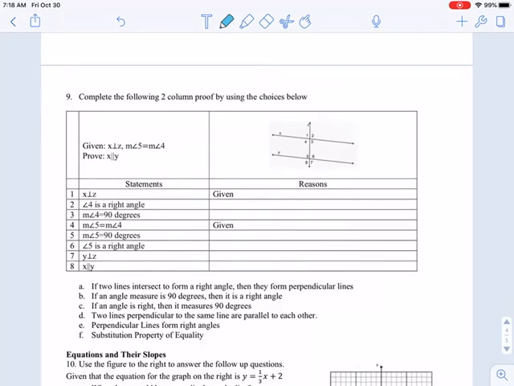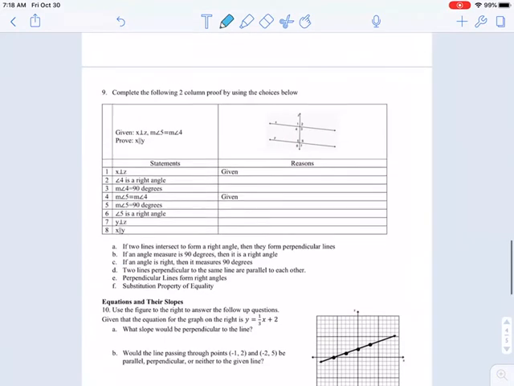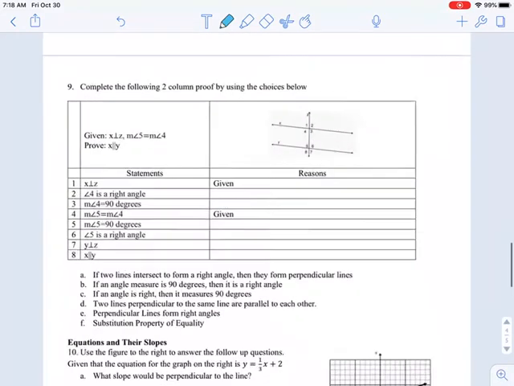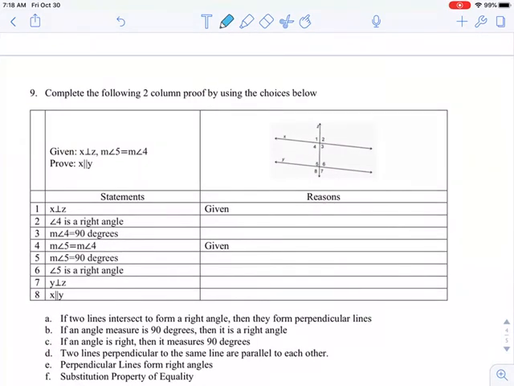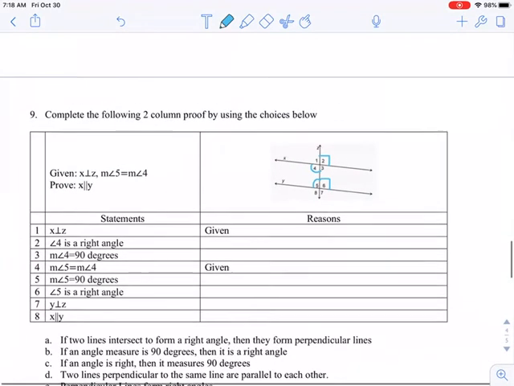And then let's just do another proof, and we'll save all this equation junk for the last video. So, given that lines are perpendicular and the measure of angle 5 equals the measure of angle 4. So that's given to us. Perpendicular, 5, 4.